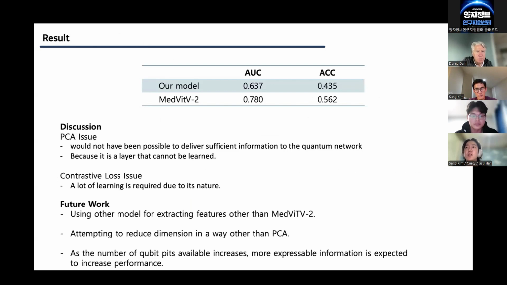Now, I'd like to briefly discuss the limitations faced and directions for future work. First, regarding PCA, since it is not a trainable layer, it may not have delivered sufficient information to the quantum network. This likely limited the quality of features passed to the quantum layers.